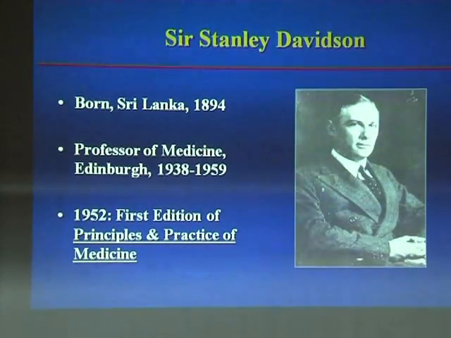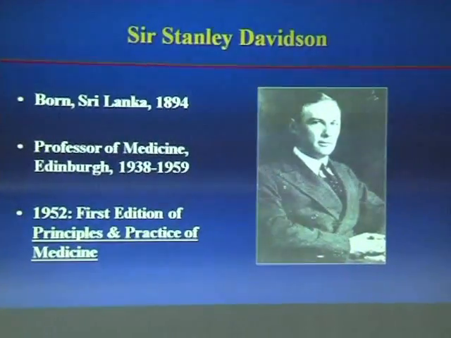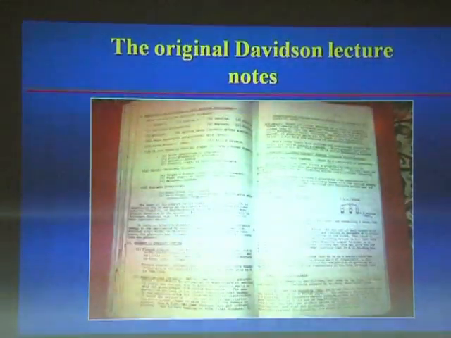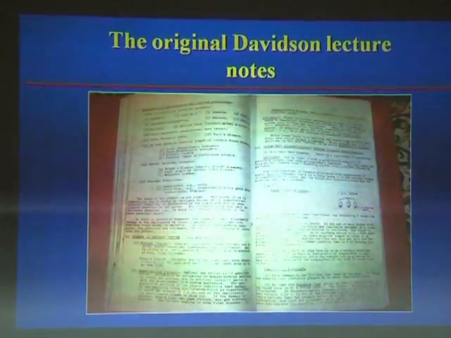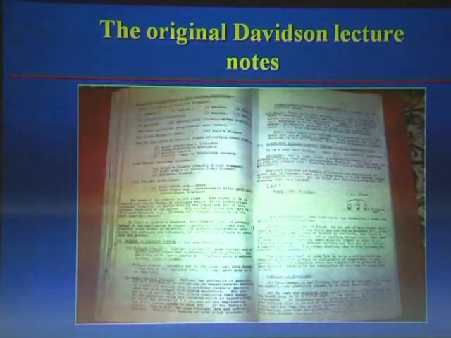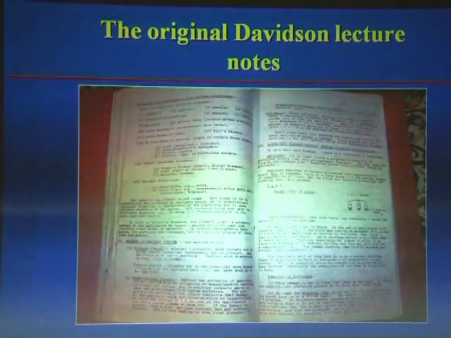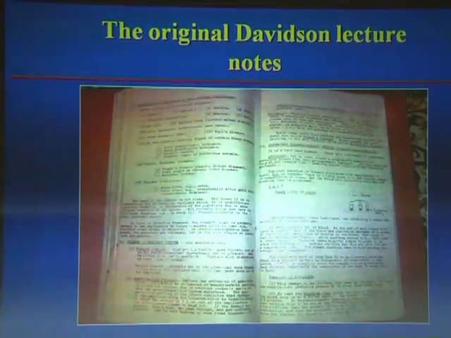But in 1952, he published his very first edition of Principles and Practice of Medicine, and this was based on the lecture notes that he prepared for students at the time. And these were famous for their clarity of the text and the structure in which he presented them. So this slide here shows you his original student notes. As you can see, they look just a bit different to the book now.